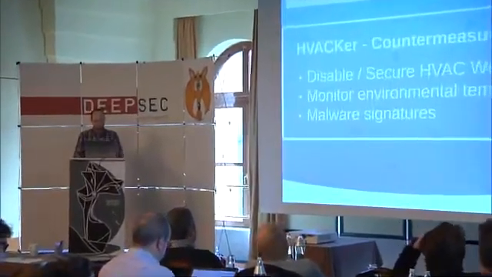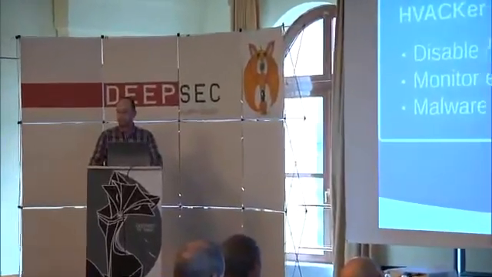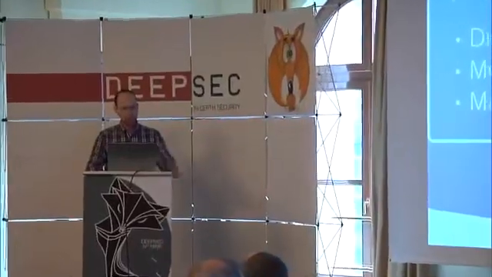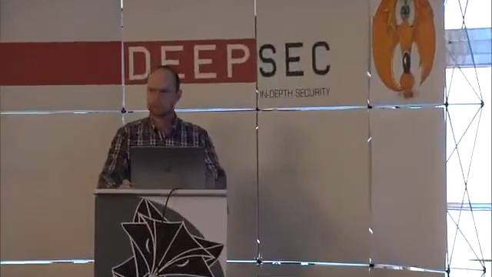But the common idea is that we're looking at the common desktop that's close to some sort of asset. So countermeasures for HVACer, we could disable or better secure these web portals to the HVAC system, monitor environmental temperature changes, and malware signatures, anything like possibly looking at these kind of thermal sensors that may seem suspicious.